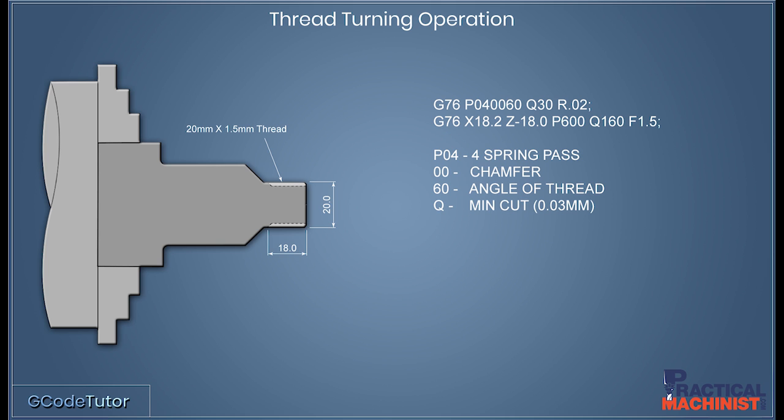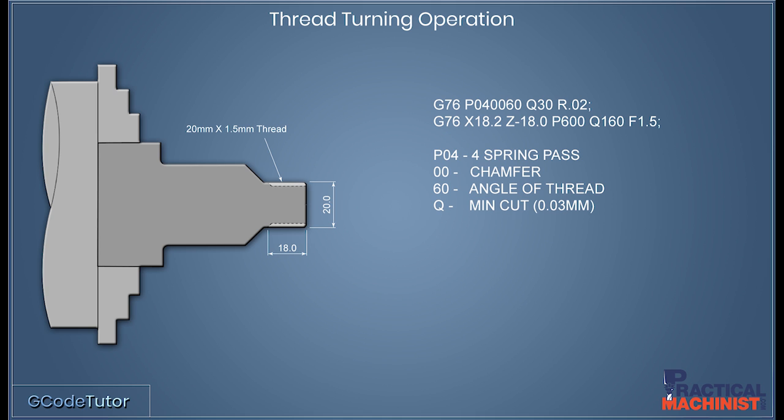Now this leads us on to our Q value. Now Q values change meanings often throughout G-Code, but in the case of the first line of the G76 thread turning cycle, the Q value here is the minimum depth of cut. Now as we produce our screw thread, we start off by taking larger cuts and the machine will automatically calculate the depth of cut and it will decrease as we get near our core diameter. So this number is the smallest cut we will take while producing our screw thread.